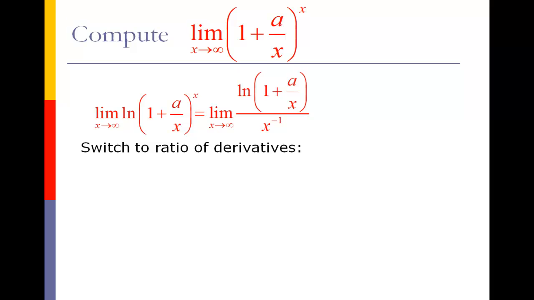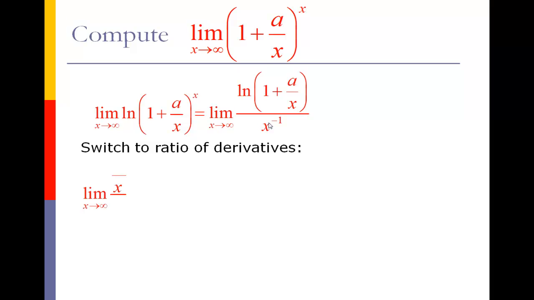By the way, I forgot to write down 0 over 0, but you can see that the numerator goes to 0 as we knew before. The denominator is x to the negative 1 with x going to infinity, so x to the negative 1 is just 1 over x, so that goes to 0 as well. So now we can use L'Hopital's rule.